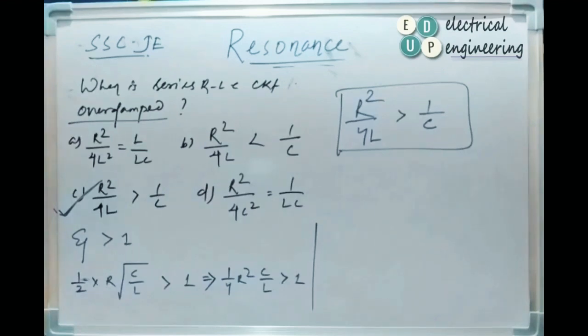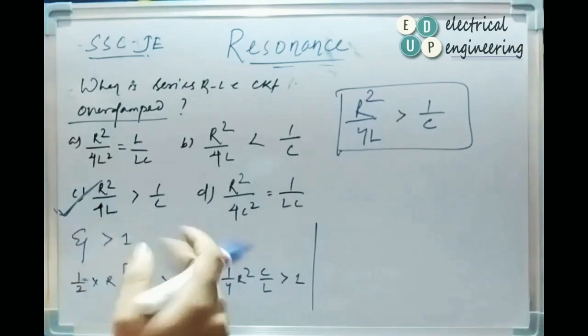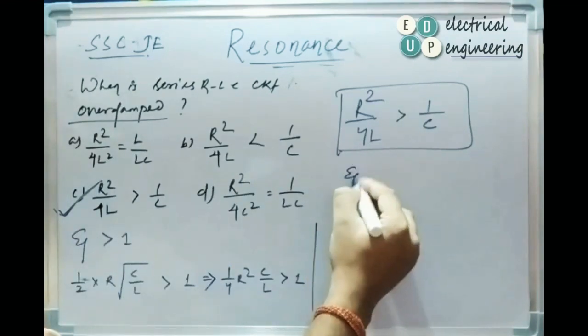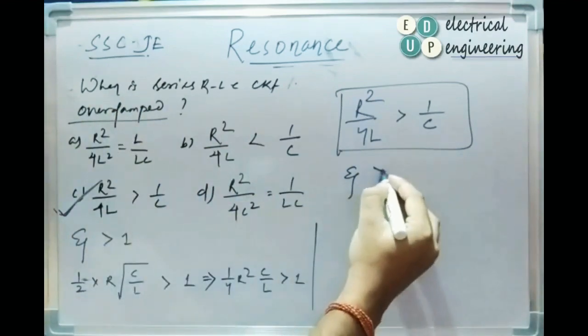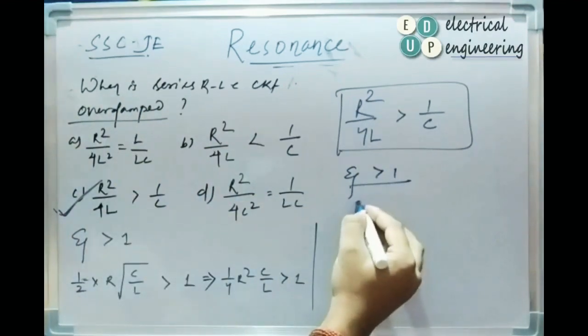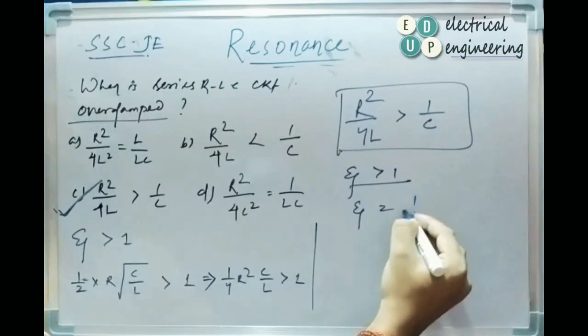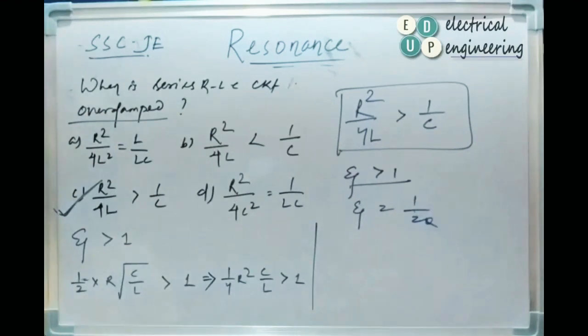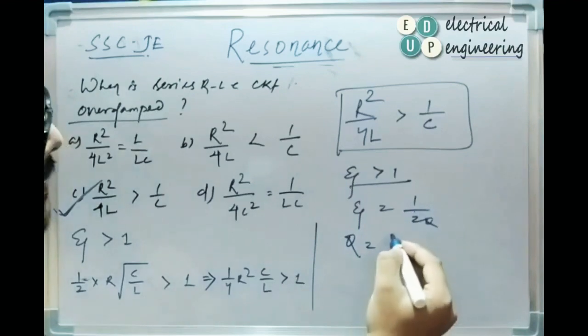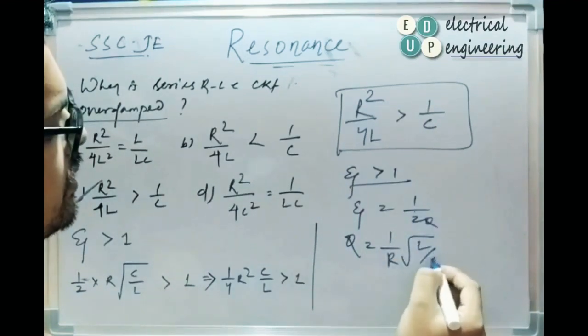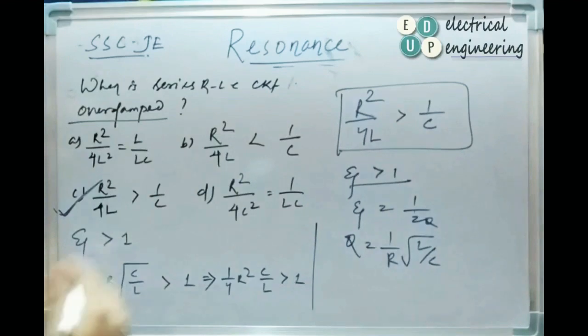So how did we proceed, how do we get the concept here? We took zeta, we know it is overdamped, so zeta is greater than 1. Now take the relation between zeta and Q, that is zeta equals 1 by 2Q, and we know Q equals 1 by R square root of L by C. Just using those expressions, we solve this. If you didn't get it, just replay this video again. You will understand. Okay, let's go to the next question.